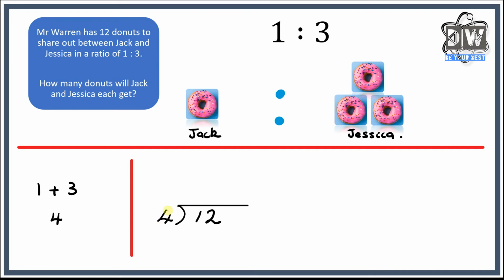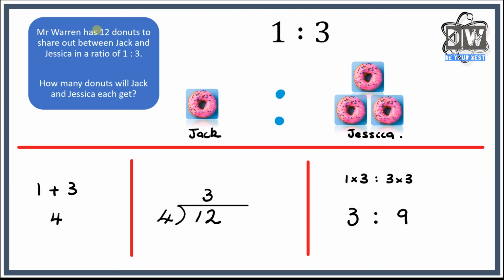Okay, so how many times does 4 go into 12? Well, it goes in 3 times. What that tells us is that 1 part is worth 3. So for every 1, that will equal 3. For every 3, that will equal 9, because 3 times 3. So 1 times 3 gives us 3, that's Jack's part, and 3 times 3 will give us 9, that's Jessica. And that makes perfect sense, doesn't it?